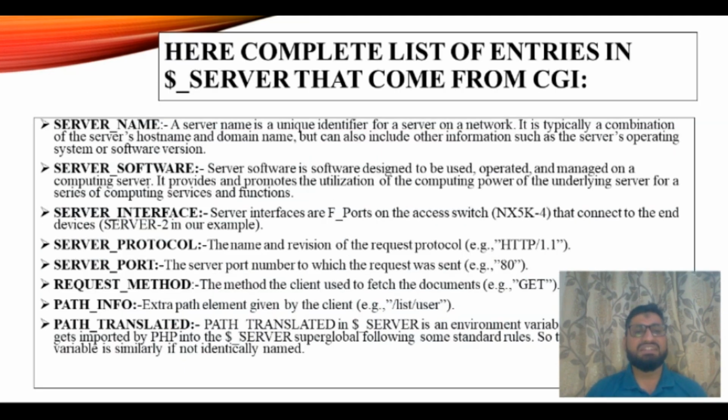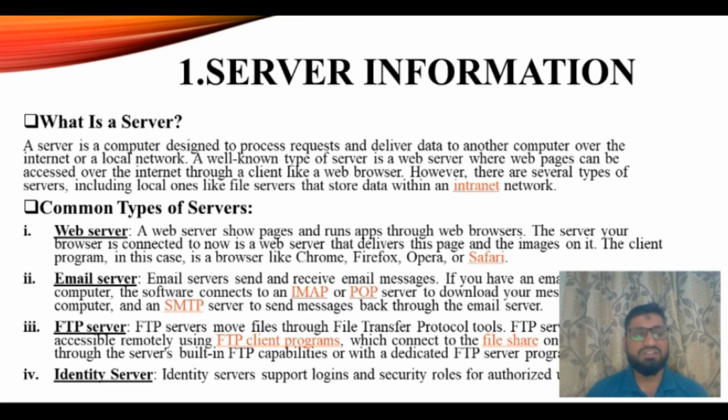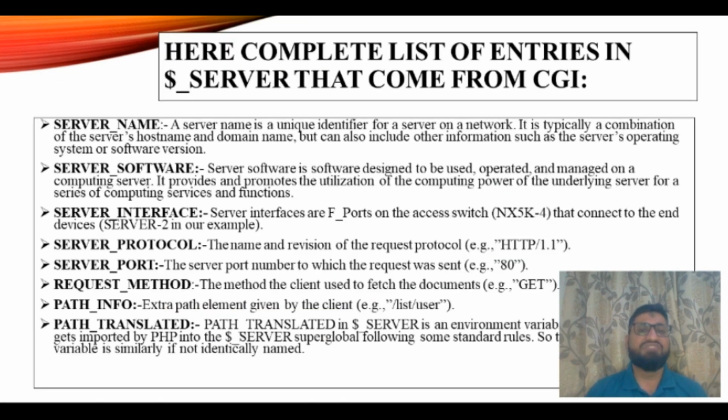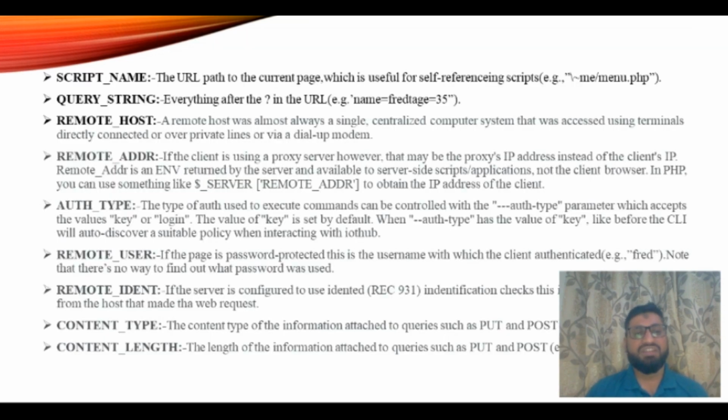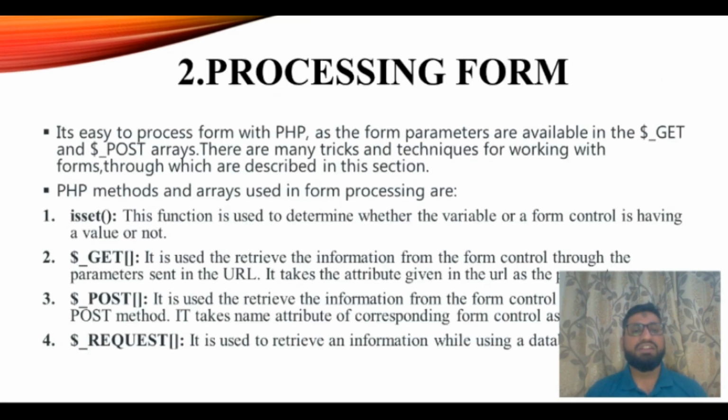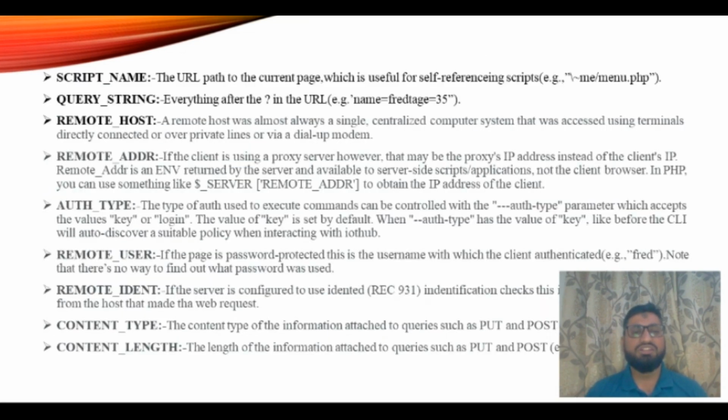So students, basically we have seen what is a server and the different types of server that we have, like web server, email server, FTP server, identity server. Again we have seen the complete list that comes under your $_SERVER, which is basically from your CGI. We have seen different things in this. So students, we will stop session 1 right now. We will continue processing form in your session 2.